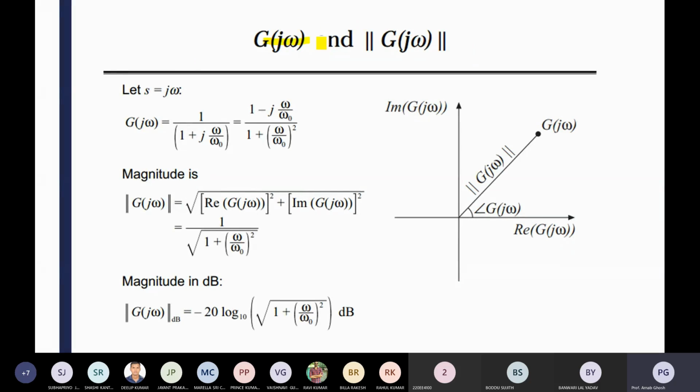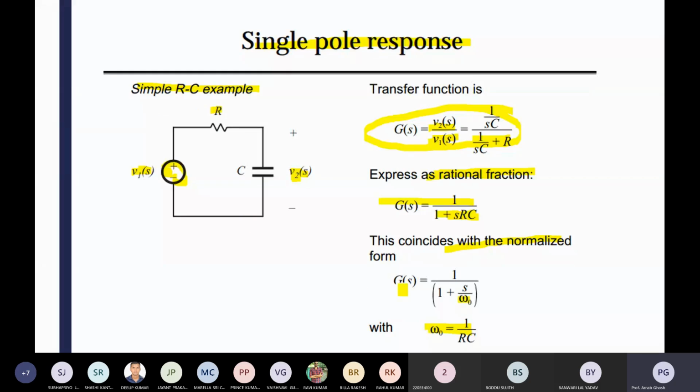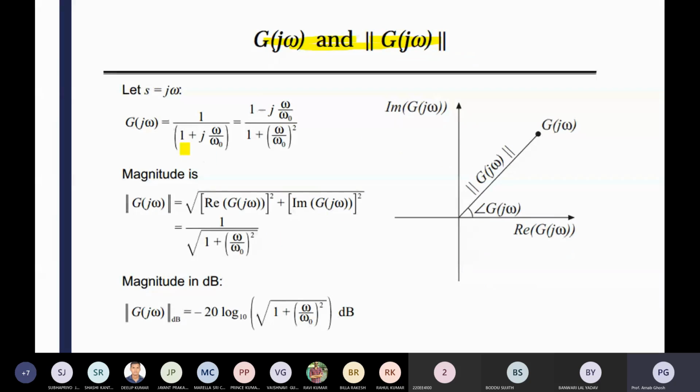So g of omega, now we replace s by j omega. G of j omega equal to 1 by 1 plus j omega by omega 0. Now you can take that j common over here, so it is coming 1 by 1 plus j into omega by omega 0. So here s equals j omega.